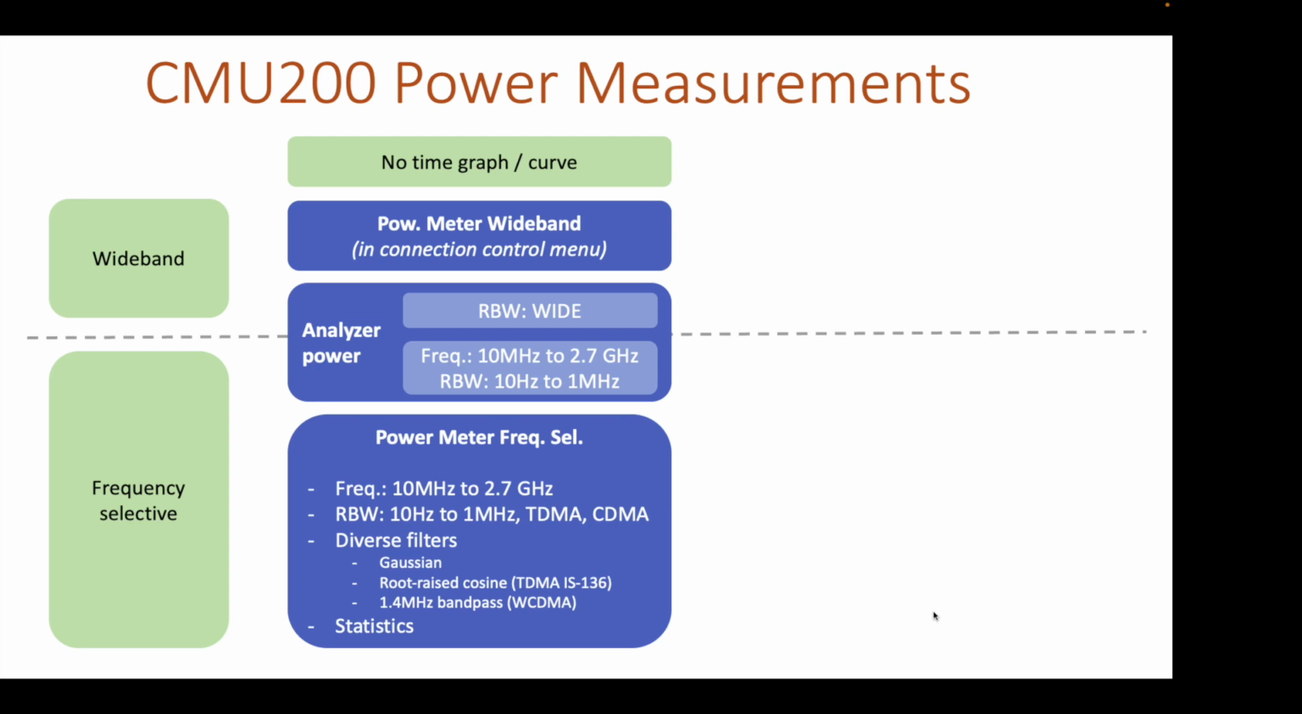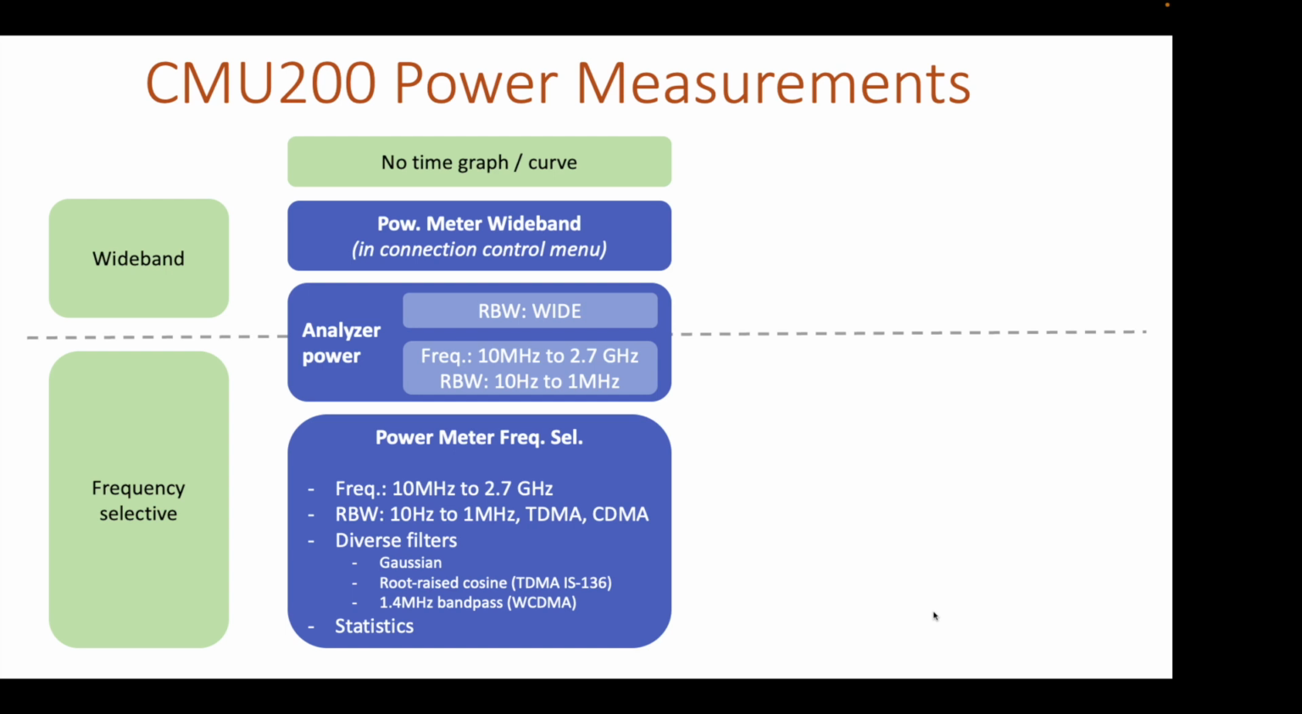Then there is a menu in the device called Power Meter Frequency Selective, and that's the more advanced one. Also here we set the frequency and the resolution bandwidth, again between the values that I mentioned before. But here we also have the possibility to set the resolution bandwidth to TDMA and CDMA, which are specific values that align with mobile telecommunications standards.